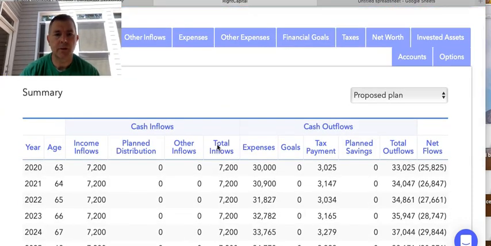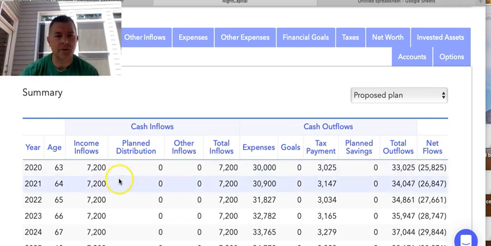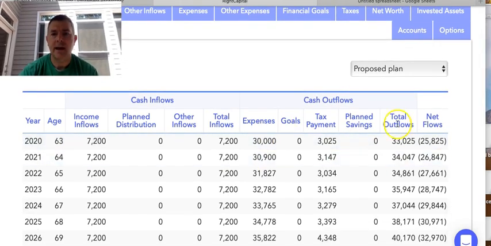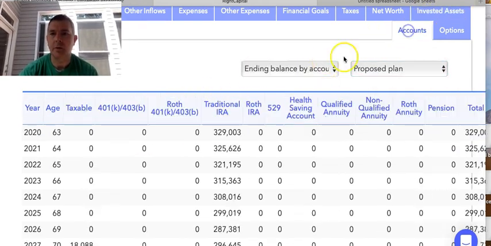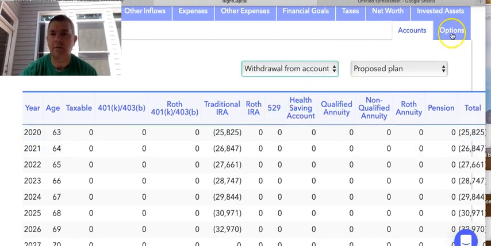Cash flows, income. Remember, this is taking Social Security at 70. So income flows, that's our reverse mortgage. Expenses are $2,500 a month, which is $30,000 a year. Tax payment is $3,025 because she's got to pull the rest of that money from someplace. Her net flows are $2,585. Presumably, that's going to come from her IRA. Let's just make sure. Withdrawals, yep, $2,585 comes from her IRA.